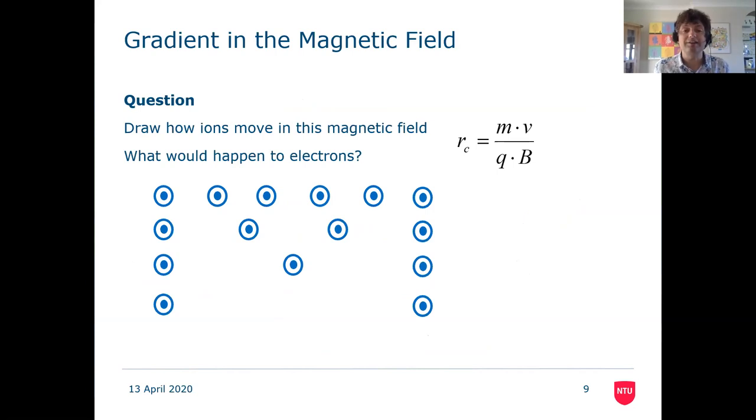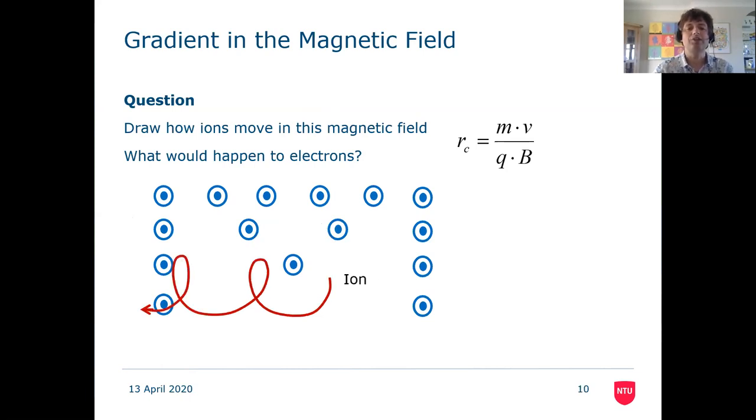Suppose we've got a magnetic field now which is variable in strength. You can see it's stronger here than it is here because we've got more magnetic field lines drawn here than here. So we can see it's got variable strength. We could put in an ion, imagine this ion is spiraling around the magnetic field line. Well, what's it going to do? Is it just going to keep doing that nice and happily? No, it's not. The radius of curvature is going to change.